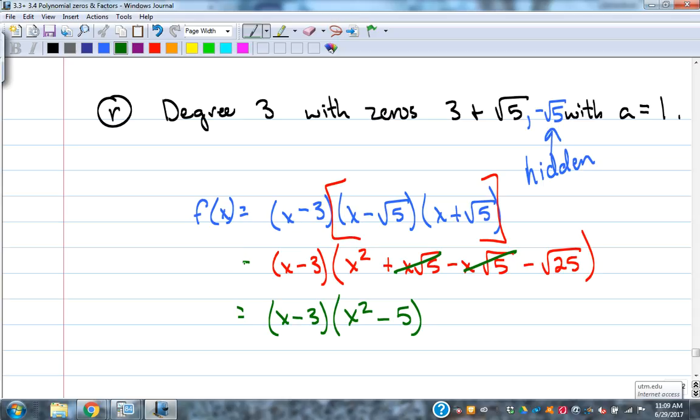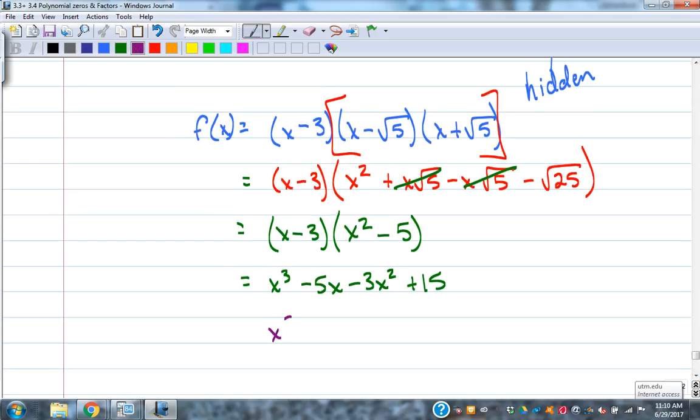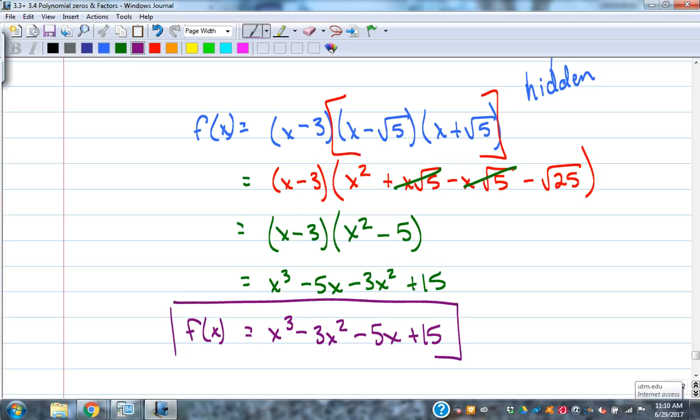So I really actually like these problems. They're ugly at the beginning and in the middle, but they shorten up really, really nicely for the last steps to be nice, and that's always helpful. Okay, so multiply x times x squared is x cubed, x times negative 5 is negative 5x, negative 3x squared, and positive 15. Only thing left for me to do is put it in the correct order. X cubed minus 3x squared minus 5x plus 15. And I've built my polynomial that does what they told me it had to do.